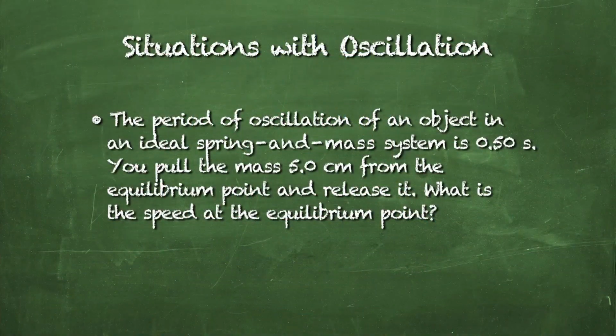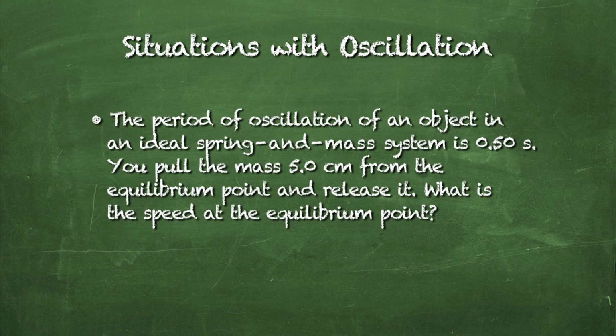So, let me give you a question so that you can practice this. The period of oscillation of an object in an ideal spring mass system is 0.5 seconds. You pull the mass 5 centimeters from the equilibrium point and release it. What is the speed at the equilibrium point?